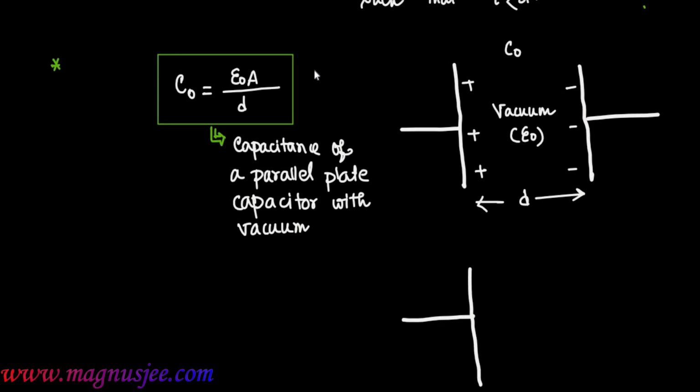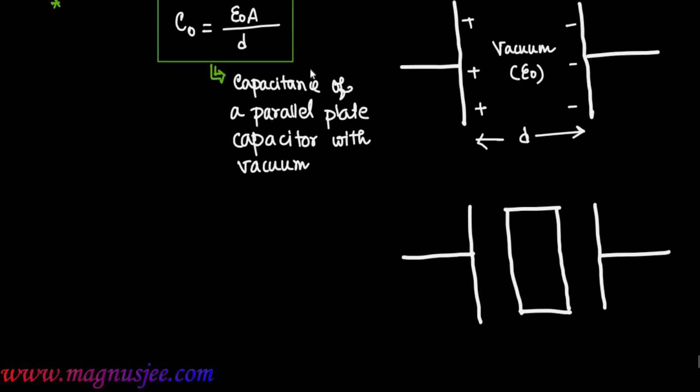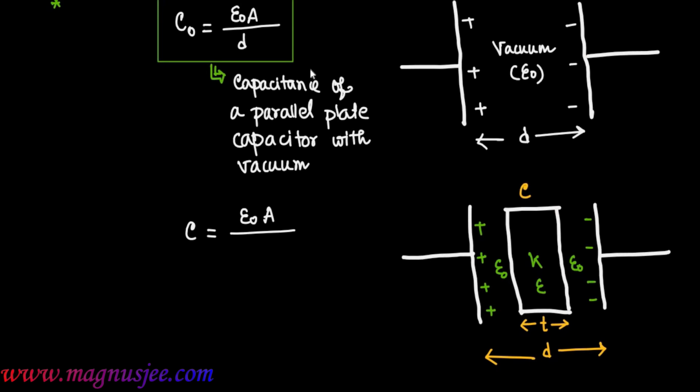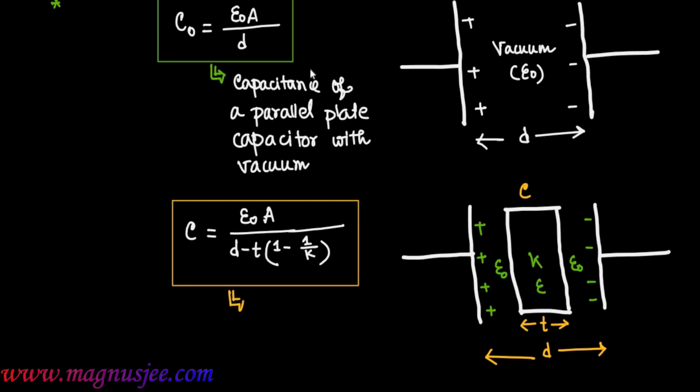Now we can draw the diagram again. The parallel plate capacitor, these are the two plates. A dielectric slab is introduced in between the two plates. t is the thickness of this dielectric slab. d is the distance between the two plates of the parallel plate capacitor. These are the positive charge and induced negative charge. K is the dielectric constant of the dielectric slab, and C is the capacitance. C equals epsilon 0 A divided by (d minus t)(1 minus 1 by K). This is the capacitance of a parallel plate capacitor.